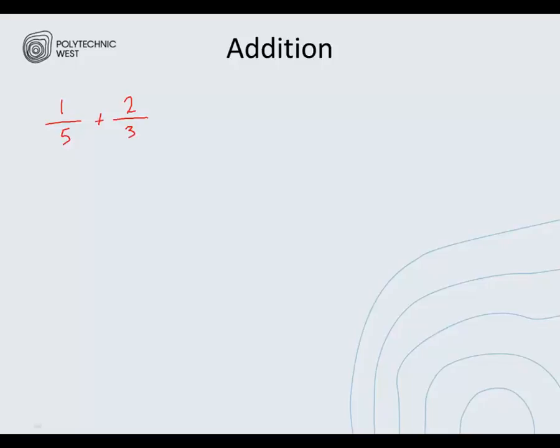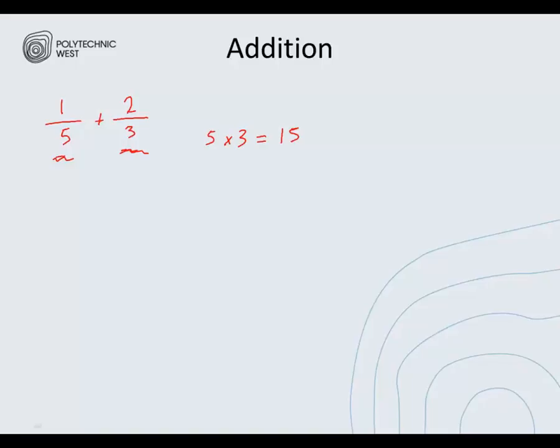We can't just add top and bottom. It just doesn't work. But we can if the bottoms are the same. So if we can make the bottoms the same, we're good. We can just add the tops. Now to make the bottoms the same, what you do is you find a number which is the bottoms multiplied by each other. So in this case the bottoms are 5 and 3. So we multiply those two together and it gives us the number 15. Now that's the number we're going to have underneath.